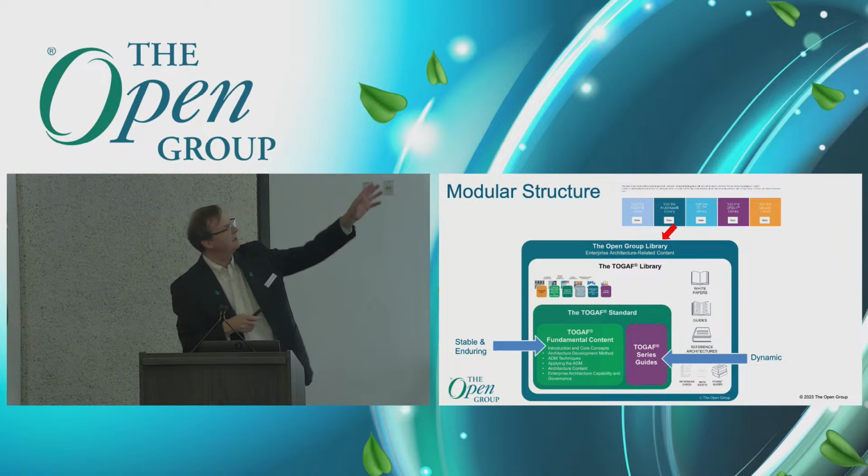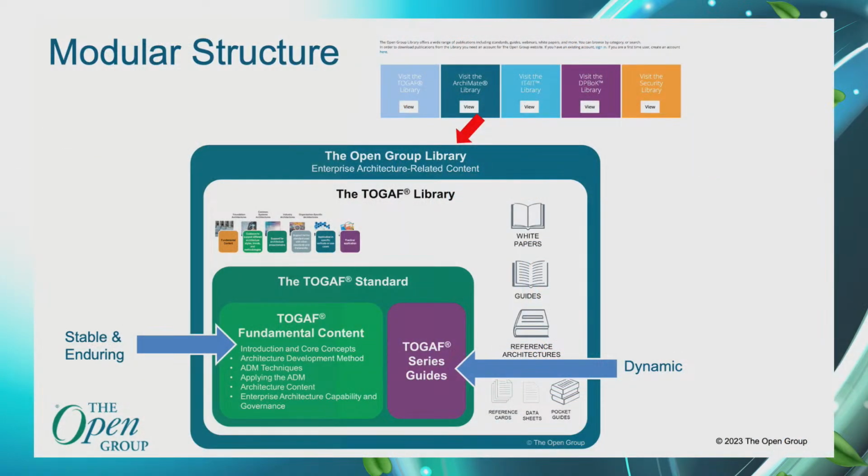If you see those 5 boxes at the top there, you'll see various topics, so TOGAF, ArchiMate, IT4IT, Digital Practitioner Body of Knowledge, Security Library. If you click into the TOGAF library, that brings you into our content specifically around the TOGAF Standard. We have a number of items in there, so there's white papers, guides, sort of supporting material for the standard, and then we have the standard itself.